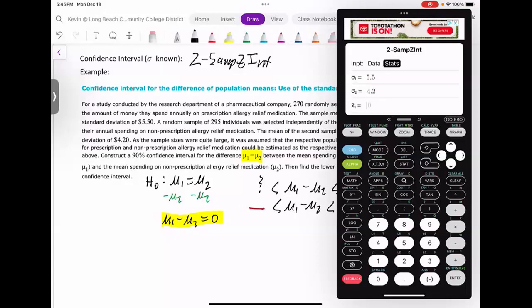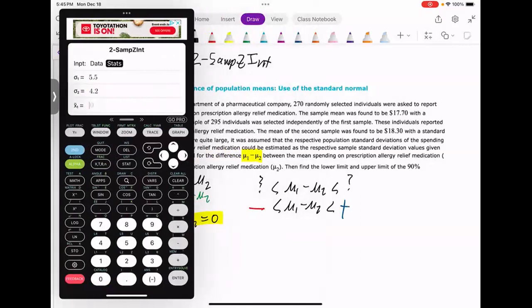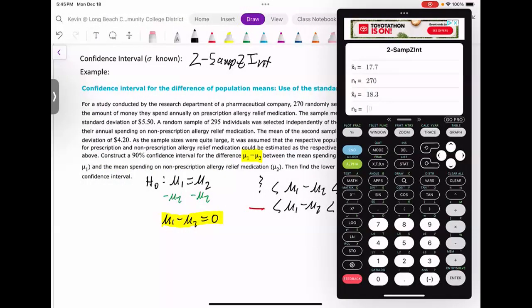So the first X bar is the 17.7. And N is 270. X bar sub 2 is the 18.3. And our N in that case is 295. Confidence level in this case is 90% or 0.9. And here we go. And there is our confidence interval.